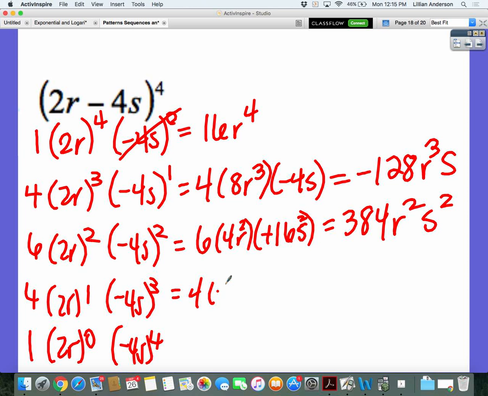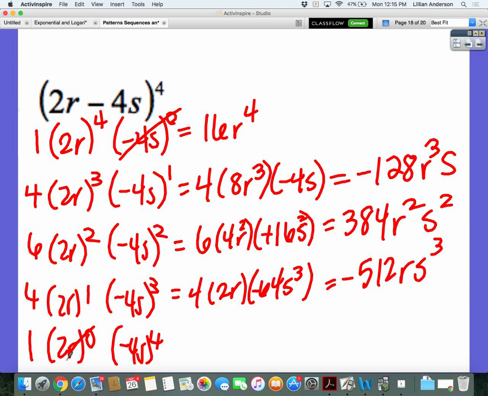This is 4 times 2r times 64 s cubed. Negative 512 r s cubed. And then the last one, this goes away. And this is going to be a positive 256 s to the 4th. That's what I meant. And so there's your expansion. 16r to the 4th minus 128r cubed s plus 384r squared s squared minus 512r s cubed plus 256 s to the 4th.